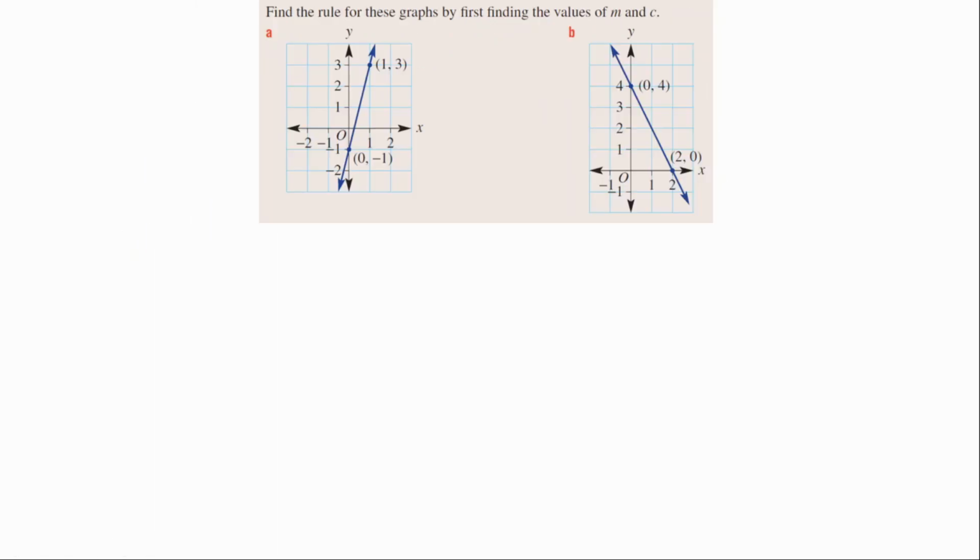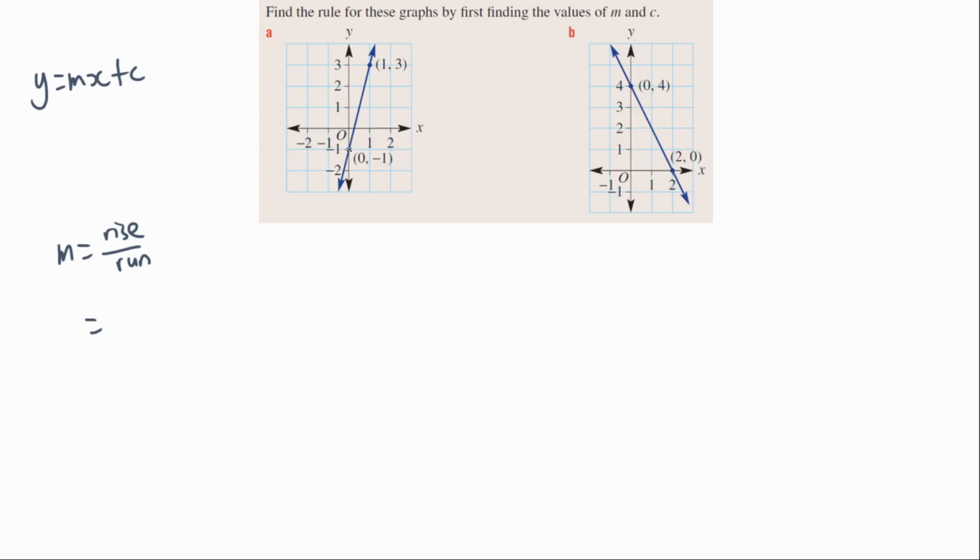Alright, this time we're given a graph and we need to find the rules for these. So remember, as long as you know that the general format of an equation is y equals mx plus c, you should be fine. The first step will be to find the gradient. Remember, gradient is rise over run. So that's something we learned earlier in this video.